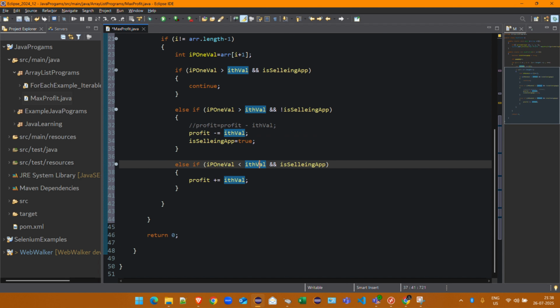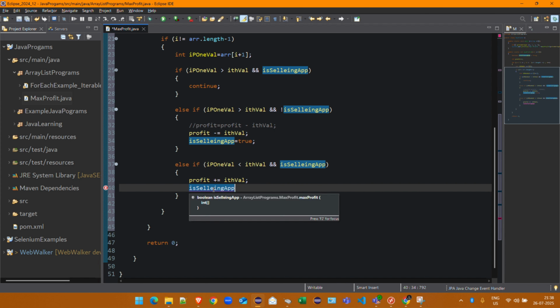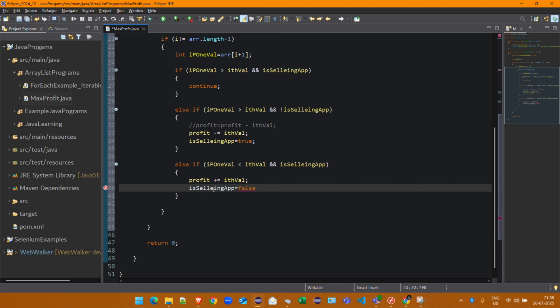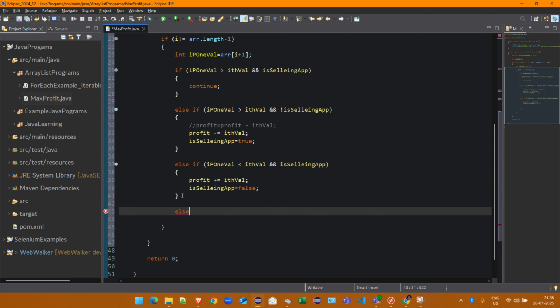Similarly here, what we did is today's value is less than that of tomorrow and selling is applicable. So we sold it and we got some profit. Now we would have to set selling to false. Why? Because we have already sold it. We can only buy now, right? This way. Now, the last else if condition would be on this, but the price change, right?